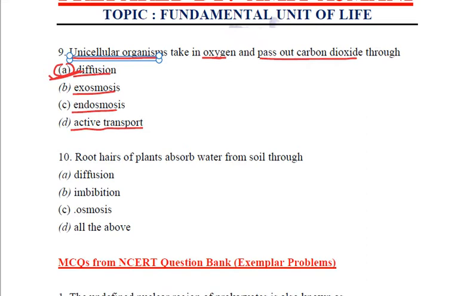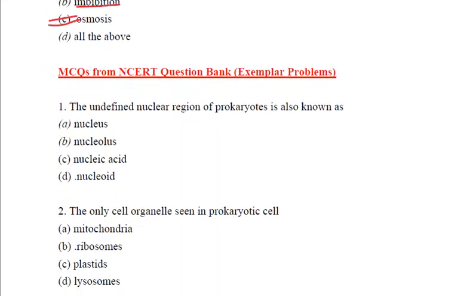Okay. Next question says, root hairs of plants absorb water from soil through. Is it through diffusion? No. Is it through imbibition? No. Is it through osmosis? Yes. This is the process through which the water is transported from the soil to the root hair of plants. That is from higher concentration to lower concentration. Right? Now let us see some exemplar problems related to this chapter.